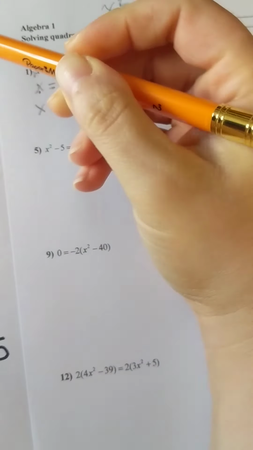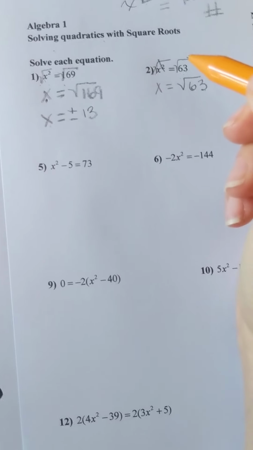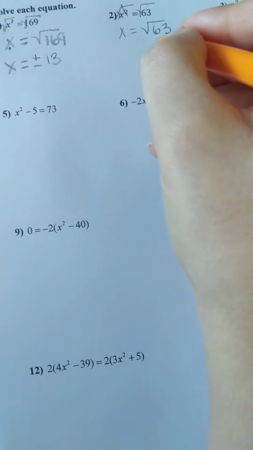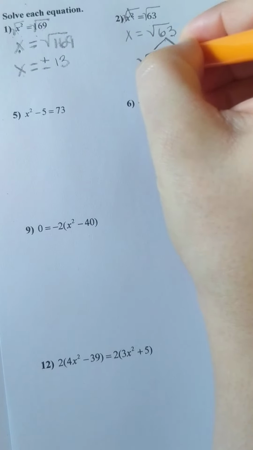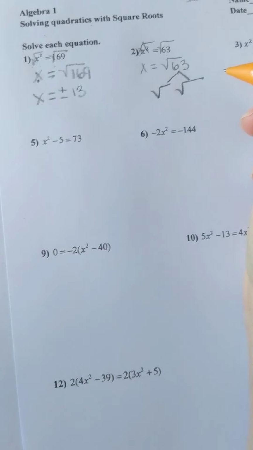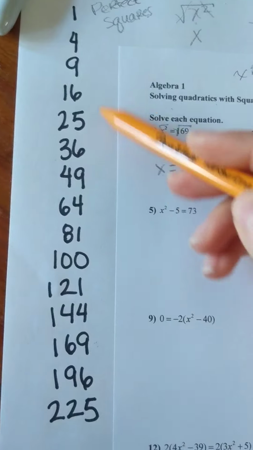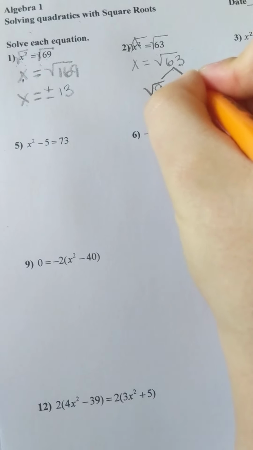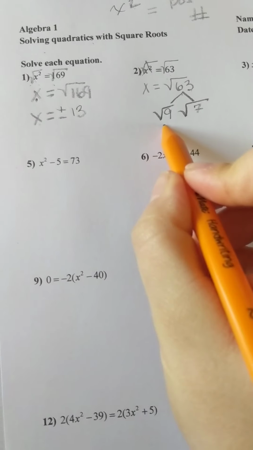Now 63 is not on our list. It's not a perfect square. So now I have to see if I can reduce this radical, which you guys have practiced already. So let's see if I can reduce this radical. 63. Are there two numbers that multiply to 63? And I want one of those numbers to be on this perfect squares list. Let's see. Well, 9 goes into 63. 9 times 7. 9 times 7 is 63, and 9 is a perfect square.